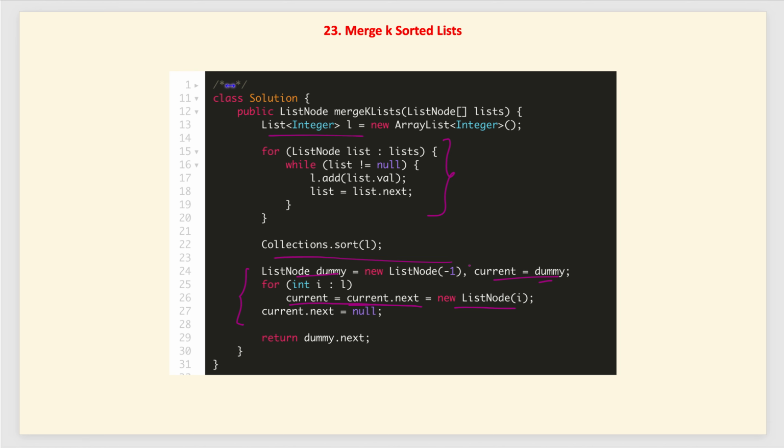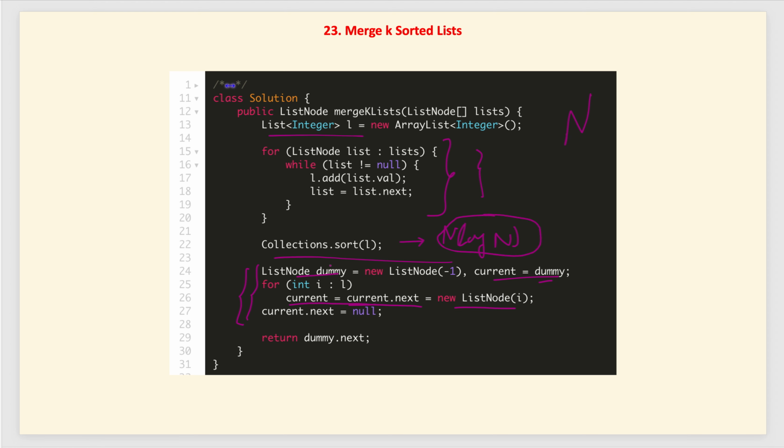So what is the time complexity of this? Let's say the total number of nodes in our k lists is capital N, then we are scanning every one, so it takes O(N) here. But after storing N integers in the list of integers, we are doing sorting, that will take N log N. So that will be the dominant part of our algorithm, and constructing the list will also take N. So overall time complexity of this solution is N log N.